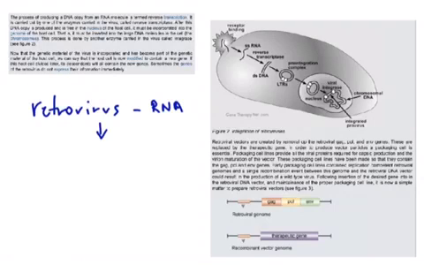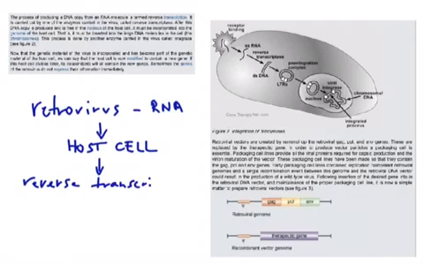So when it enters a host cell, it also injects a very special enzyme, which you've also heard about in this course, called reverse transcriptase. Which of course is used in other lines of genetic research. So the virus injects RNA plus reverse transcriptase into the host cell. The reverse transcriptase turns RNA back into double-stranded DNA.